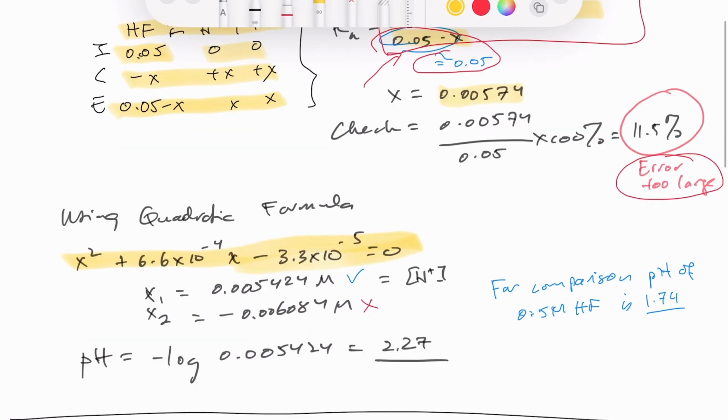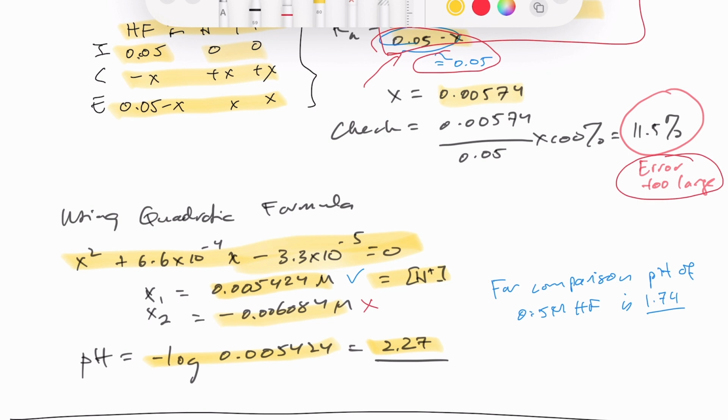Okay. So once I have that, I can use the quadratic formula to calculate out my x1 and x2. I find my x1 to be this number, my x2 to be that number. Because it's a negative number, it's not a correct answer because concentrations are at the lowest 0, but never negative. So therefore, only the top answer is correct, and that should be my H plus concentration. And then to get my pH, all I need to do is take the negative log of that number, and that gives me a pH of 2.27.